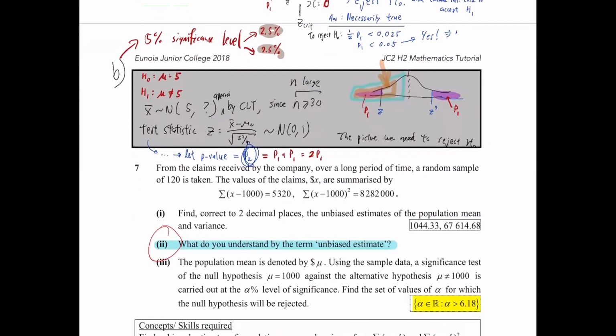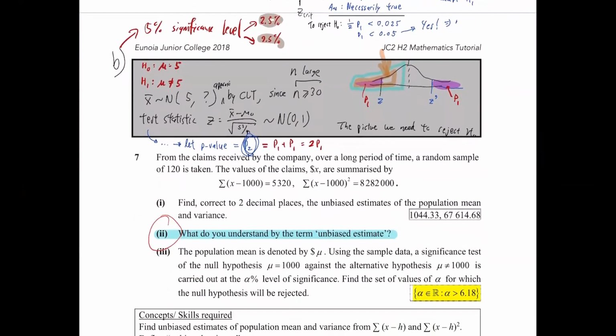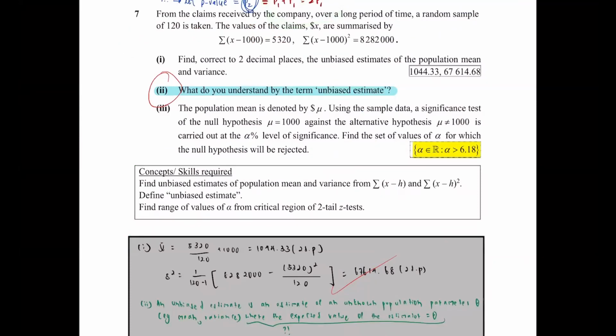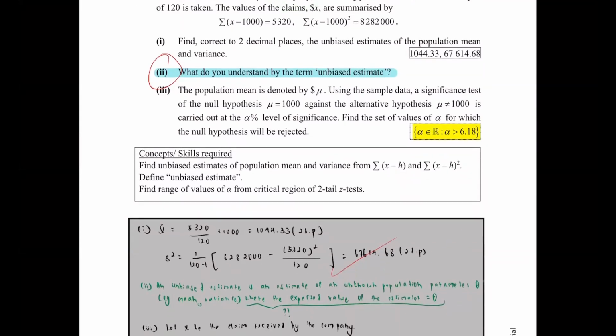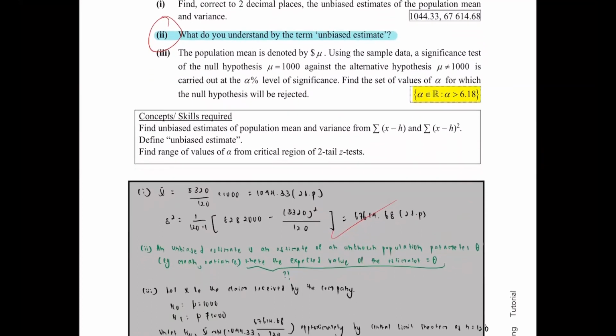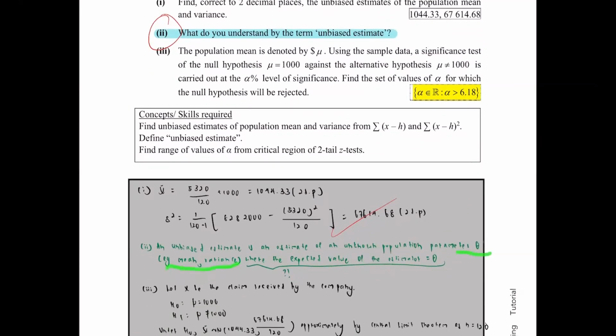Okay. Question 7. From the claims received by the company over a long period of time, a random sample of 120 is taken. The values of the claims are summarized by the following. Find, correct to 2 decimal places, the unbiased estimate of the population mean and variance. Okay, you got that. Then what do you understand by the term unbiased estimate? It's an estimate of an unknown population parameter theta, where the expected value of the estimator equals theta.